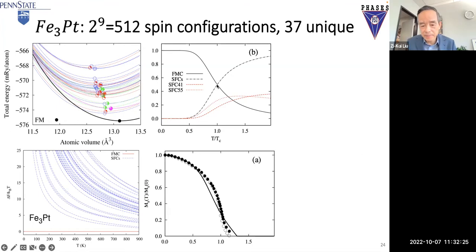Then you calculate the magnetization as a function of temperature. The overall spin is 100% at 0 Kelvin, then the percentage decreases and becomes zero at a certain temperature. We know it's not exactly at this 50-50 because you have some short range order above the transition temperature. Again, symbols are from experiments and the line is from the prediction. It's pretty decent, considering that we only have 512 configurations and only 12 atoms in our simulation.